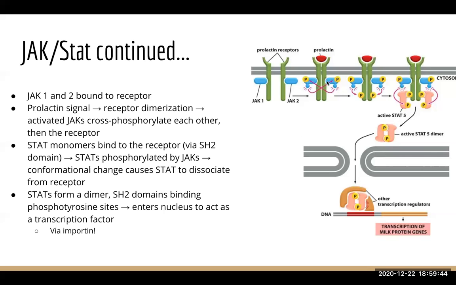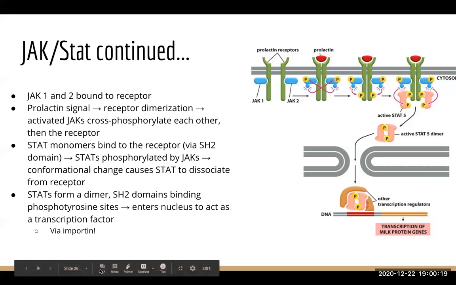Then these JAKs are now activated, and they cross phosphorylate each other and then the receptor. If you see these little red arrows, they become activated, and then JAK1 phosphorylates JAK2 and JAK2 phosphorylates JAK1, and once they are activated and phosphorylated, they can both phosphorylate the receptors. Once the receptor is phosphorylated, the STAT proteins come in, which are these orangey pink things. They bind to the receptor with an SH2 domain. If you remember, GRB2 has an SH2 domain as well.